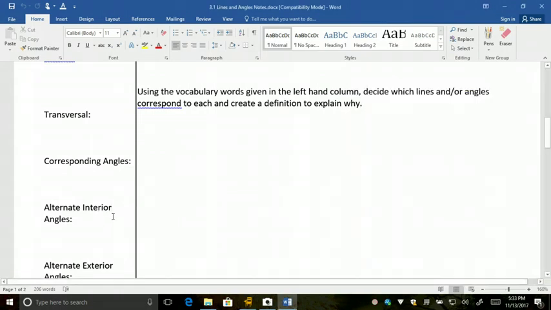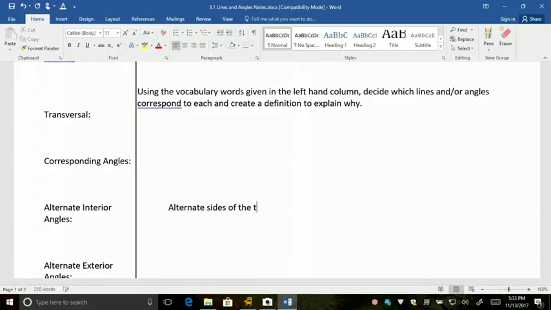Alternate interior angles are the ones that are formed. They actually are on alternate sides of the transversal, and on the interior, and they have to be on the interior of the lines.